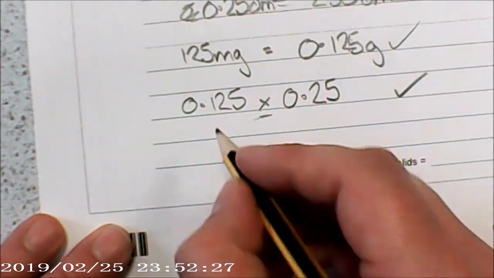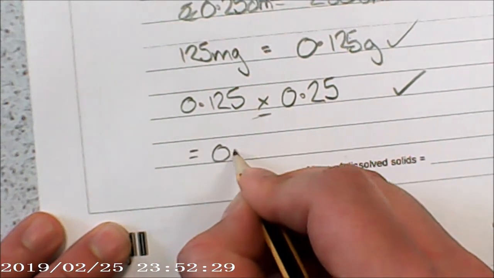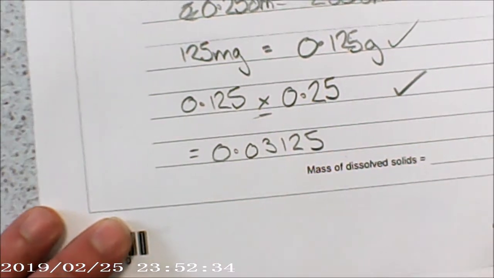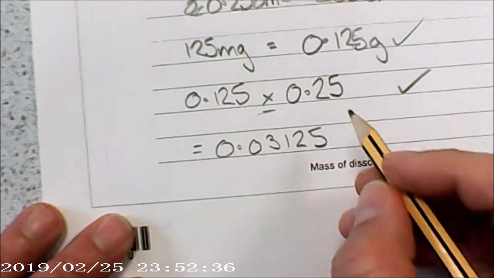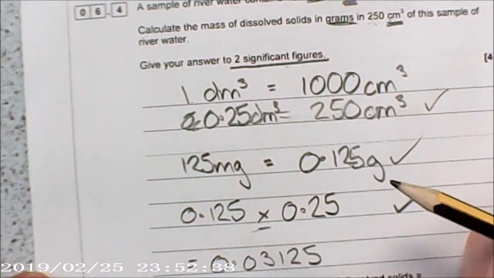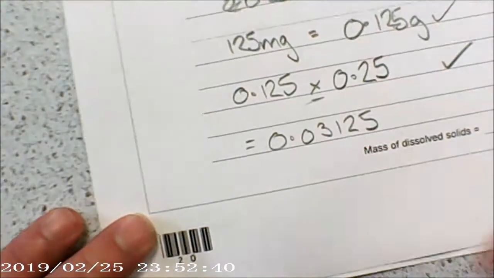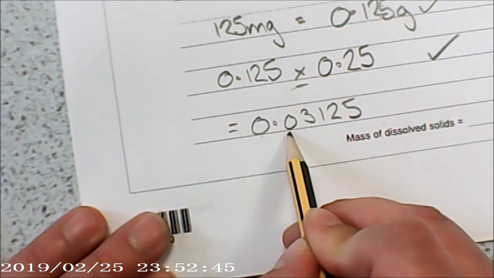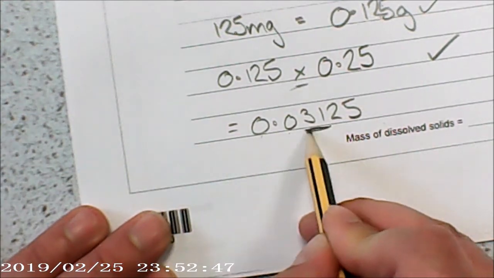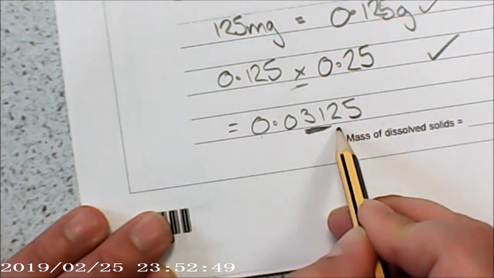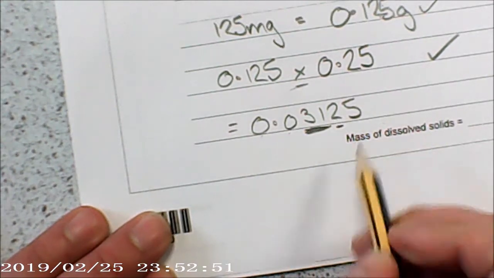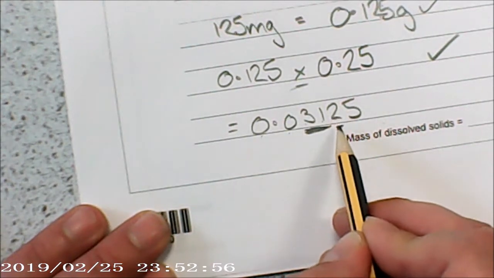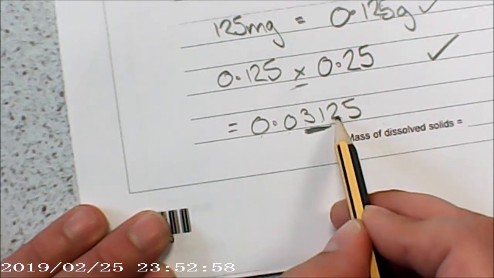Now that will give you an answer, if you pop it into the calculator, of 0.03125. Okay, now it's asking for 2 significant figures. 0 is not a significant figure. 0 again, not a significant figure. So we need it with these 2 numbers. So I look at this one, that's a 2, so I'm going to keep it as 3, 1. If it was a 5 or more, obviously you would have to round it up.